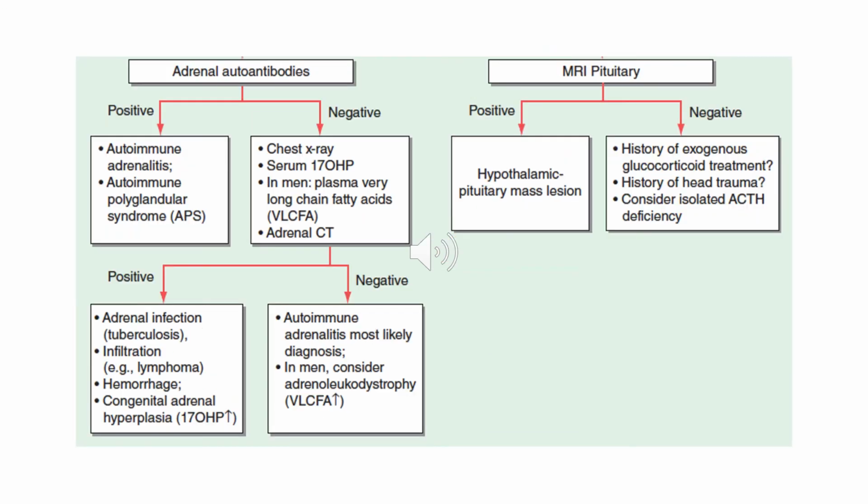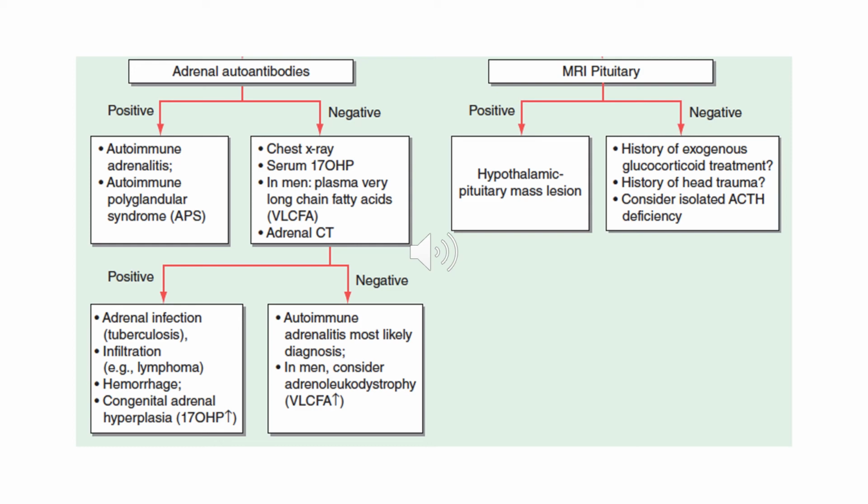In primary adrenal insufficiency, adrenal autoantibodies are needed to further identify the cause of primary AI. If antibodies are present, then the cause of primary AI may be either autoimmune adrenalitis or autoimmune polyglandular syndrome. If antibodies are negative, then further testing may be necessary to identify other rarer causes of primary adrenal insufficiency.